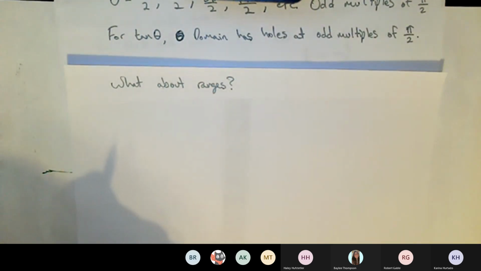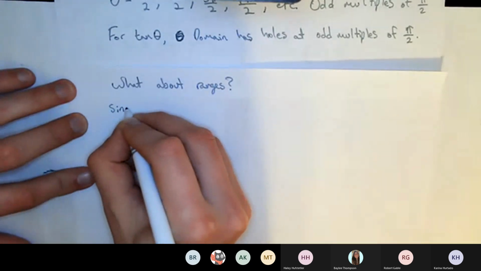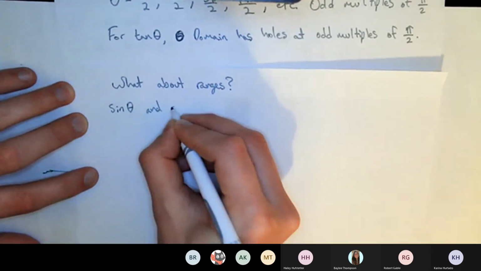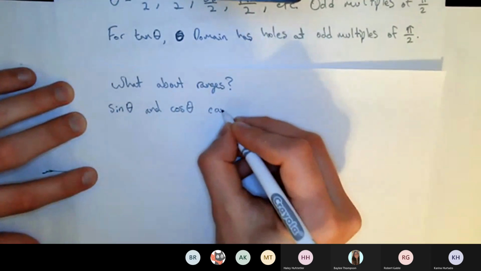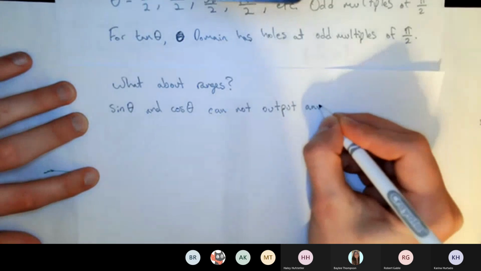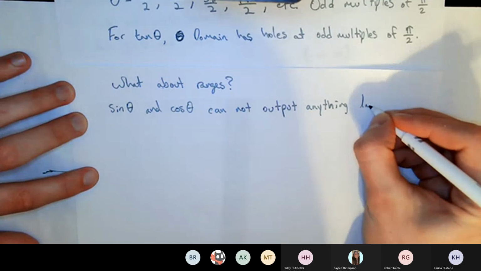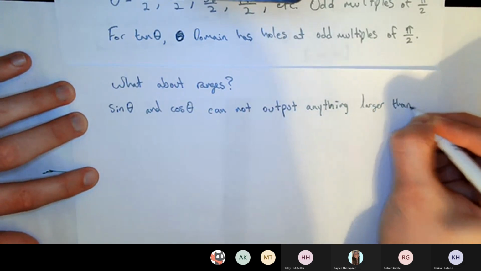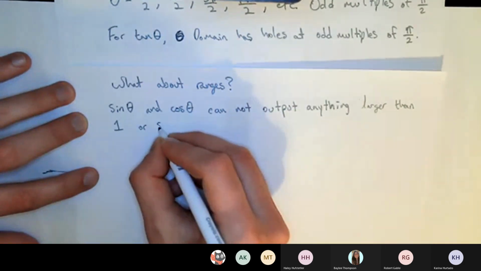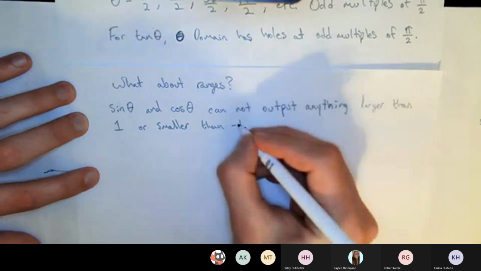Okay, have we seen anything about the ranges? I'm just going to go ahead and give it away. Sine and cosine cannot output anything larger than 1 or smaller than -1. Now, you may not have noticed this yet, but if you go back and check, you'll see that it's true.